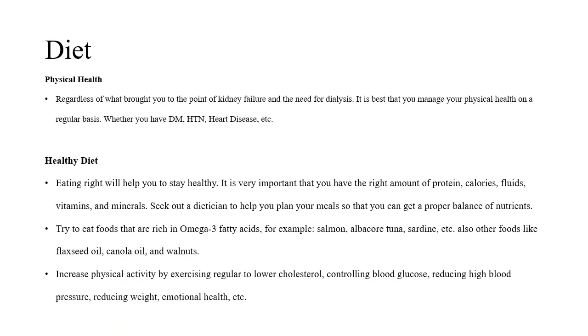Then we're going to talk about diet and your physical health, regardless of what brought you to the point where you have kidney failure and the need for dialysis. It is always best to manage your physical health on a regular basis, whether you have diabetes mellitus, hypertension, heart disease, and so forth.